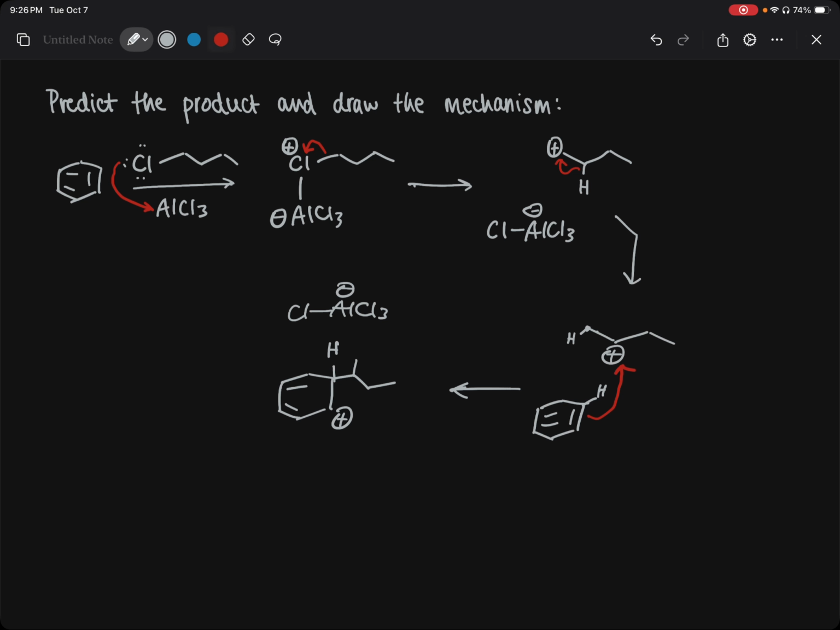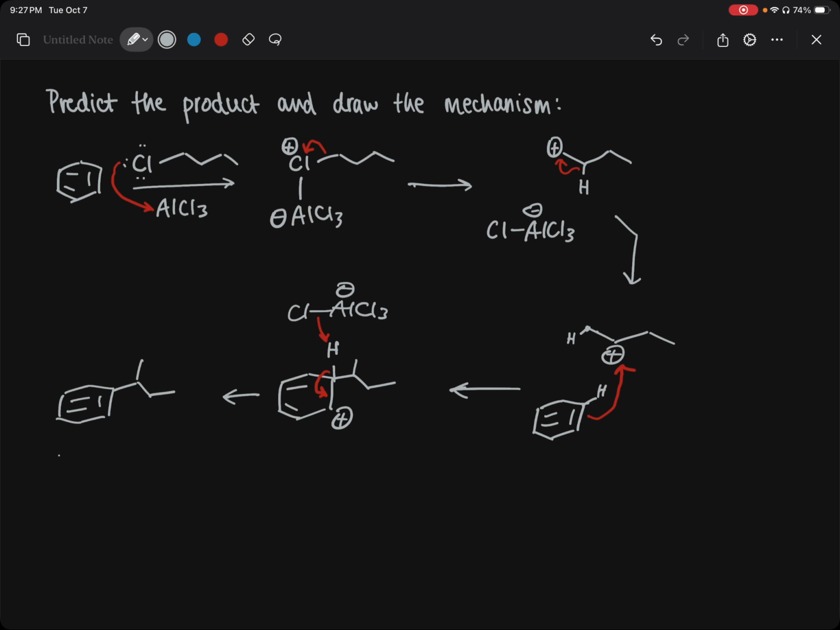All right, and now we need to reform aromaticity. And to do that, we're going to do an elimination reaction. So we're going to have these electrons here between the chlorine and the aluminum come and grab that hydrogen atom. And then at the same time, these electrons that are making the CH bond are going to come down here. That's going to satisfy that positive charge, and we're going to reform aromaticity. So what we get from that is our substituted benzene ring with the alkyl group on it.